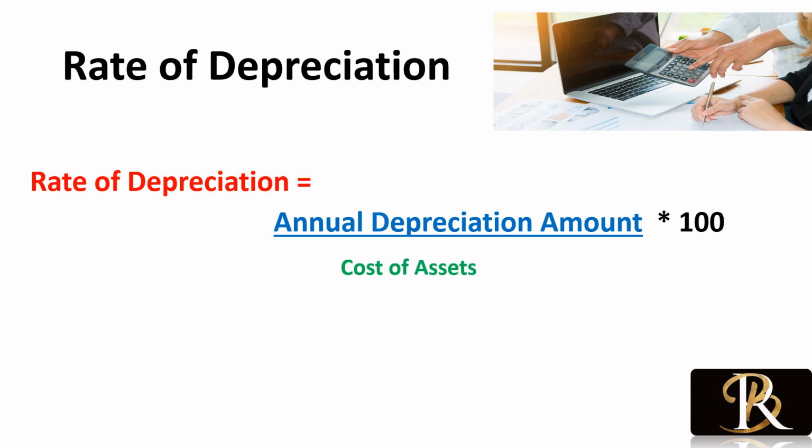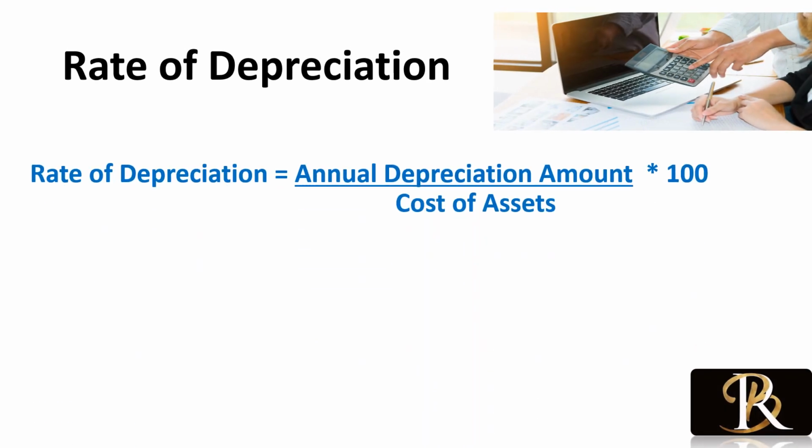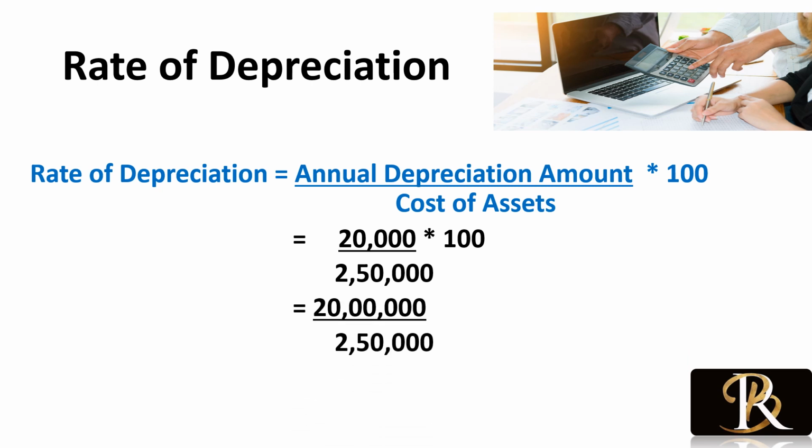If we follow the same practical example to understand the rate of depreciation, so here we have annual depreciation and that amount is 20,000 rupees into 100 and the cost of the asset is 2,50,000. So 20,000 into 100, 20 lakh divided by 2,50,000. If we divide the 20 lakh by the 2,50,000, we get 8. So here the rate of depreciation is 8%. So this is all about the straight line method.